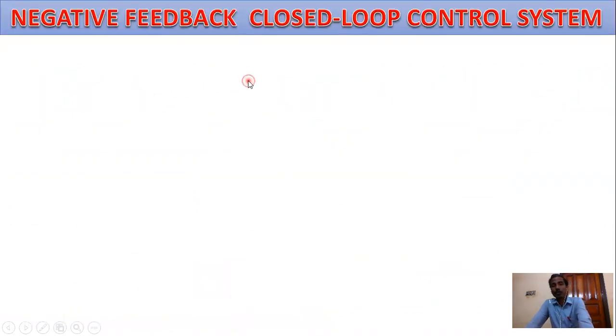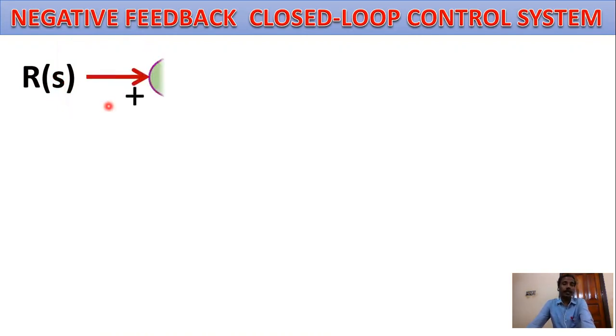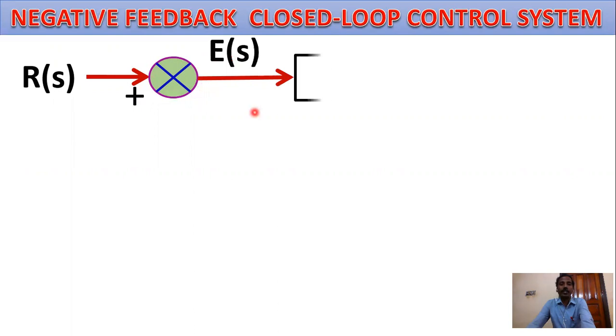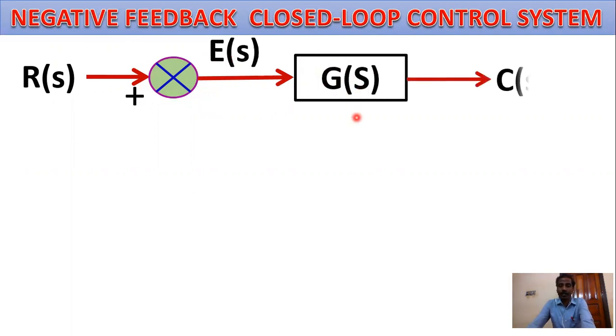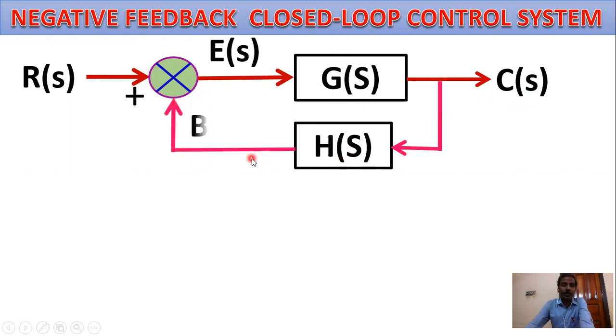Negative feedback closed loop control systems. What is the negative feedback closed loop control system? This is the reference input or cause or excitation. This reference input may be step, ramp, parabolic, impulse, sinusoidal, digital, analog, any type of input you can apply. And this is always positive. This is a comparator, regulator, or summing point. And this is the error signal. And the system gain G of S or plant gain. And the C of S is the controlled output or effect of the system. The feedback element H of S, and this feedback gain B of S, or primary feedback gain. This feedback may be positive, may be negative. It is in this position.